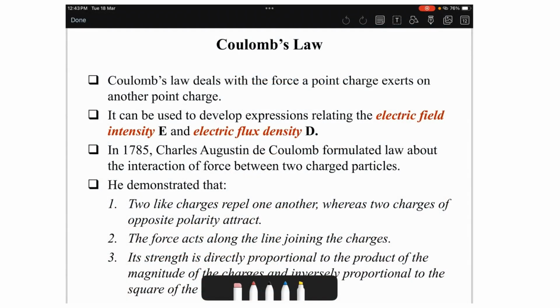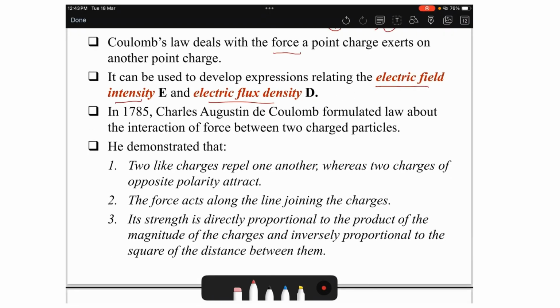Based on the experiments, Charles came up with the law that is Coulomb's law, and he used Coulomb's law to deal with the force of a point charge acting on another point charge. It means that if you have two charges, one positive and one negative, you can find the force of the point charge acting on the other point charge. Later on, we can use Coulomb's law to find the electric field intensity and also the electric flux density. There are basically three very important points that he found out from his experiments.